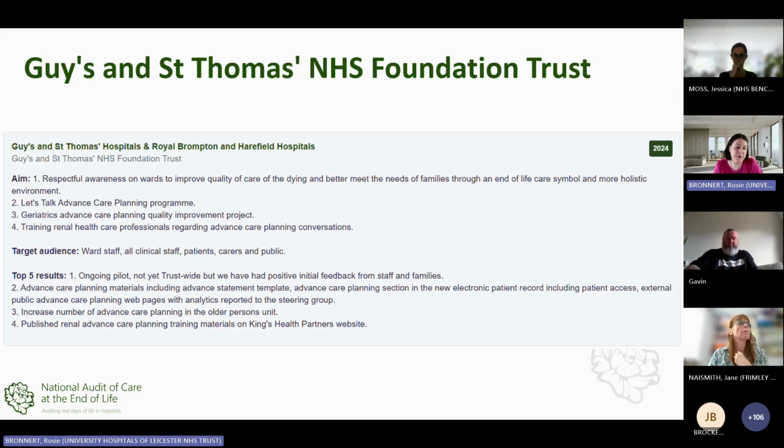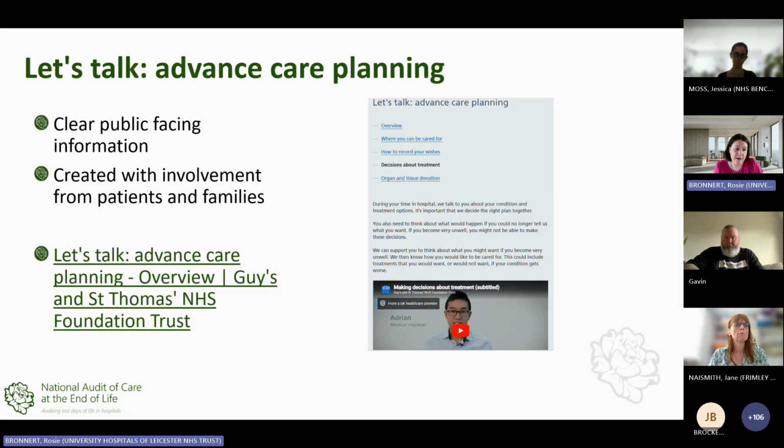I'm now going to show some of the advance care planning information that's available on their website. I'm very jealous of it and I think it's really excellent. It's an example of really clear public-facing information. They have it about a range of different aspects of the palliative and end of life care service, but they specifically have quite a lot of information about advance care planning, and they've created that with involvement from a range of patients and families. They have a range of other healthcare professionals contributing to it as well. Do have a little look at the resources on their website.